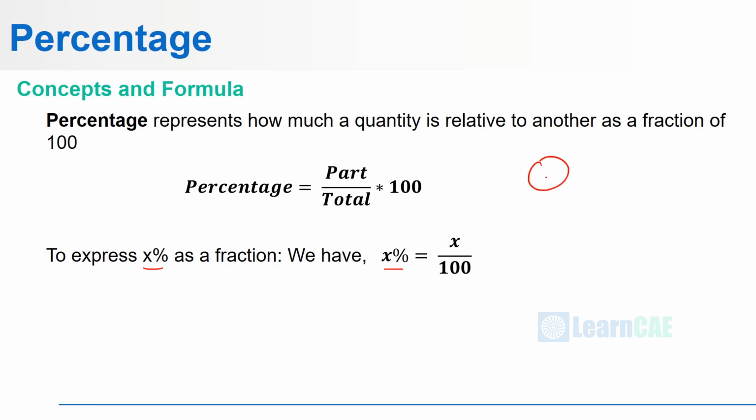For example, if there is a circle and we have to consider 1 quarter, then 1 quarter can be represented as 1 by 4 into 100, which is equal to 25 percentage. So here 1/4 represents 25 percentage. And similarly, when there is some x percentage, for example, when there is some 35 percentage, it means it is 35 by 100. This is also equal to 0.35. So this is the concept.